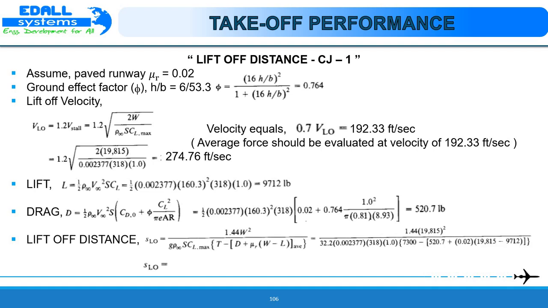Substituting in the lift-off distance, which is equal to 1.44 W square divided by g rho infinity S CL max T, we get the lift-off distance equal to 3,531.79 feet. I hope you have understood takeoff performance.